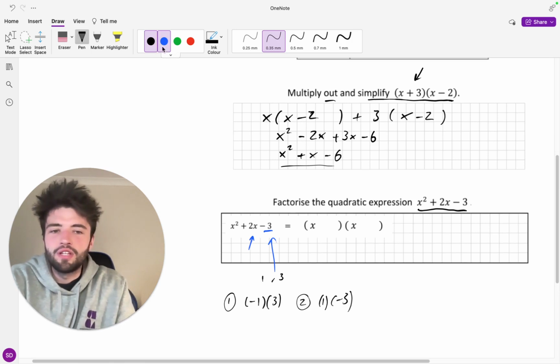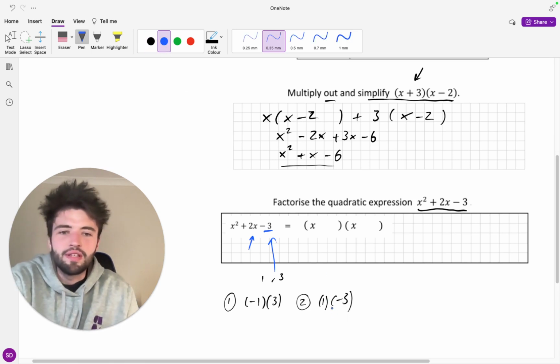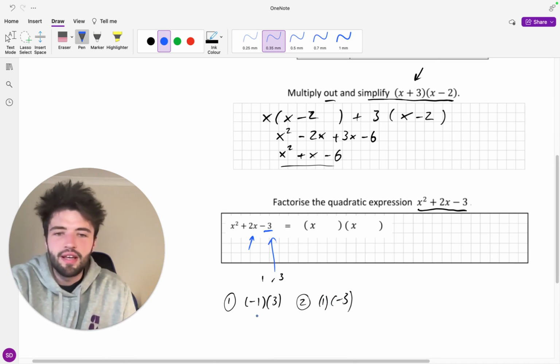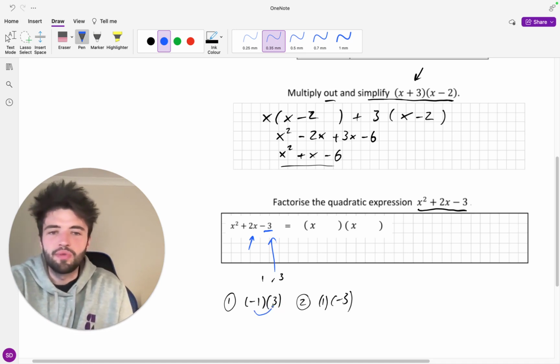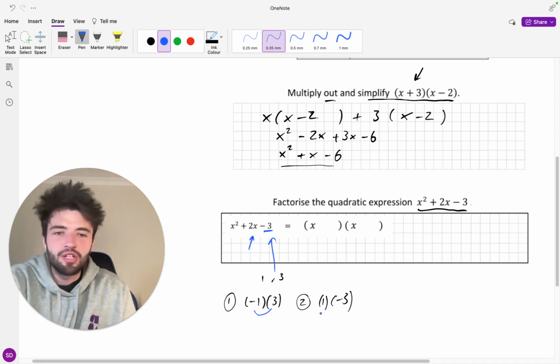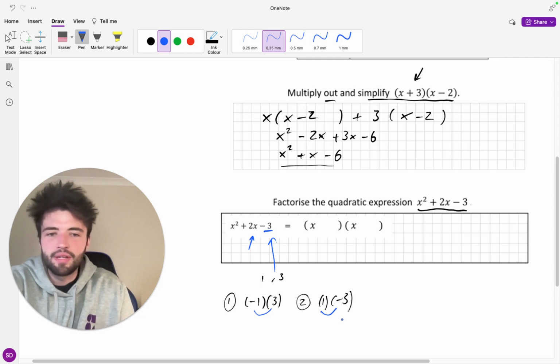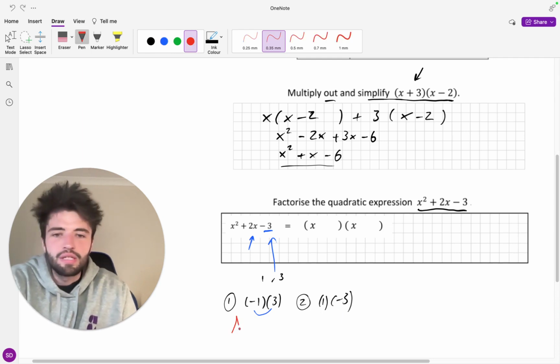And so now what we need to do is test out which one of these, when we add these two together, are going to give us +2. And the answer is going to be 3 minus 1, or -1 plus 3. So you can see here that if we take 3 and we subtract 1, we end up with 2. If we instead chose this one, we'd end up with -2, which wouldn't be much good to us. And so we found which of our factors are going to work here.